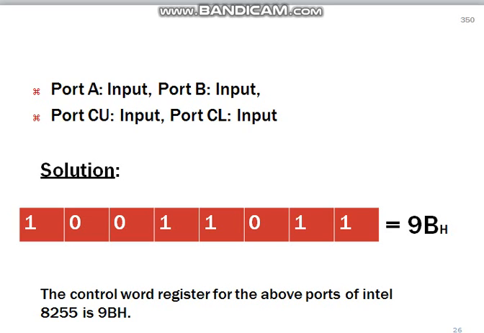So with this, we are completing the parallel communication interface 8255.